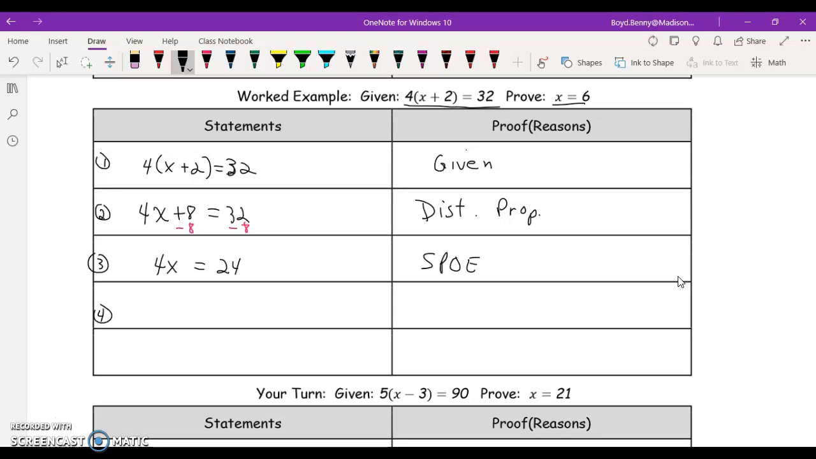Okay, what do I need to do to go to line 4 so that it says x equals 6? Well, it looks like to me I need to divide by 4 to get that x all by itself. The inverse of multiplication is division. What property did I use to get there? Well, there I used the division property of equality.